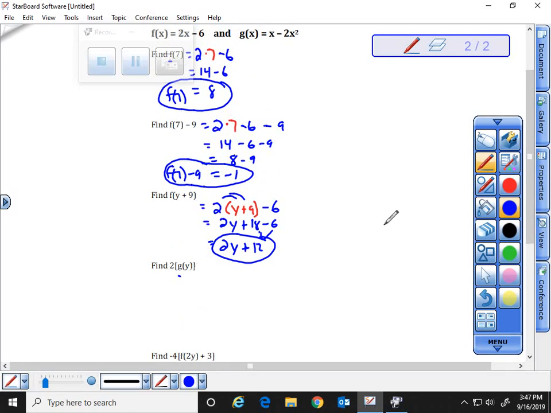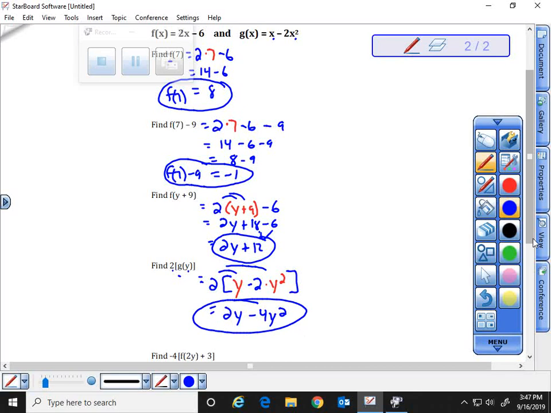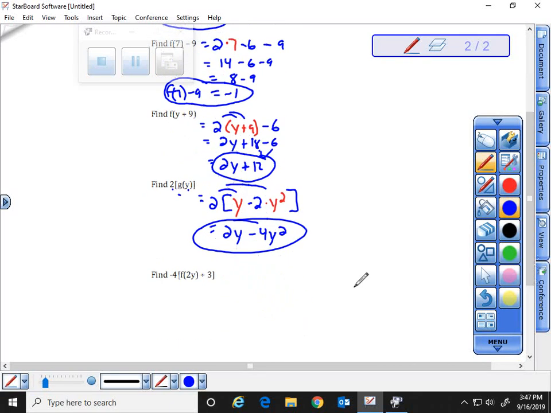On this one, we are going to put y in for x, and then we're going to double the result. So it's going to be 2, and then put y in for the x's up there. So it's going to be y minus 2y squared, and then distribute the 2 throughout to get 2y minus 4y squared. And that'll be my function of 2 times the quantity g of y.